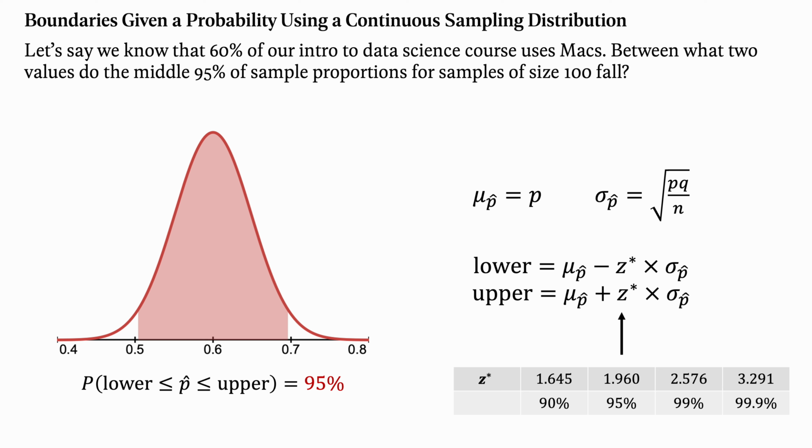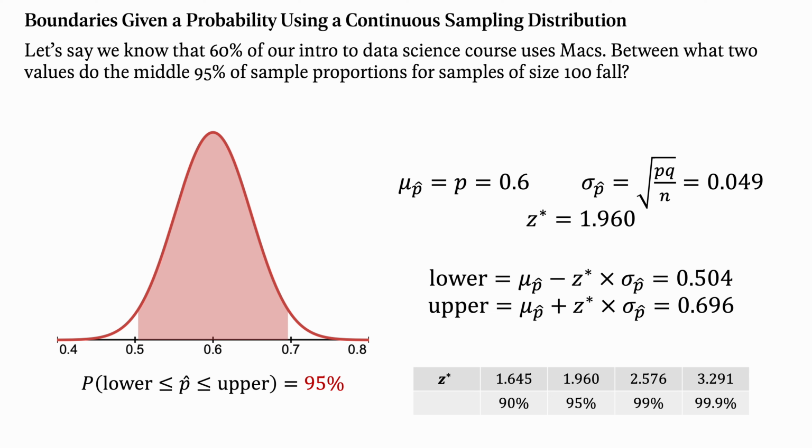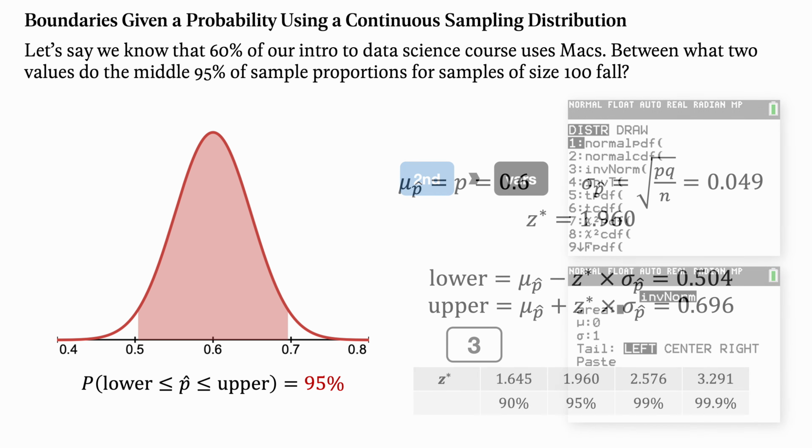It's located at the bottom, and here's a sample of what a few entries might look like. Plugging in this value for z-critical, as well as our mean and standard deviation from the first video, we find that our lower and upper boundaries of the 95% region are 0.504 and 0.696.